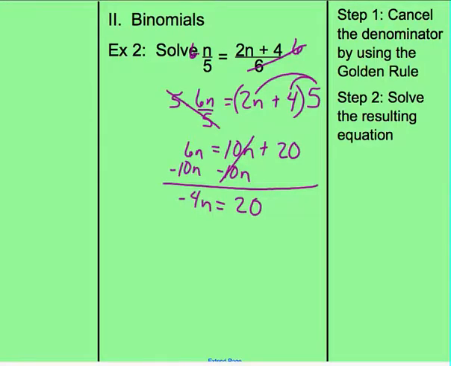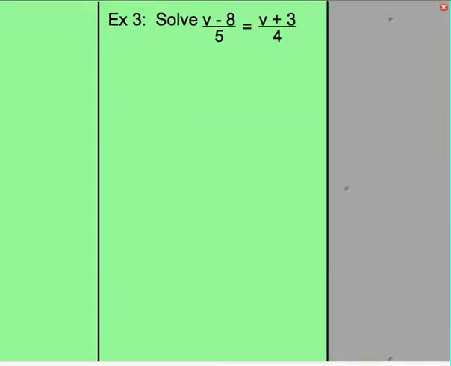How do I cancel multiplying by negative 4? Divide both sides by negative 4. Cancels on the left-hand side. 20 divided by negative 4 is negative 5. And let's take a look at one more of those in case that didn't make sense. Maybe seeing it one more time will be helpful.